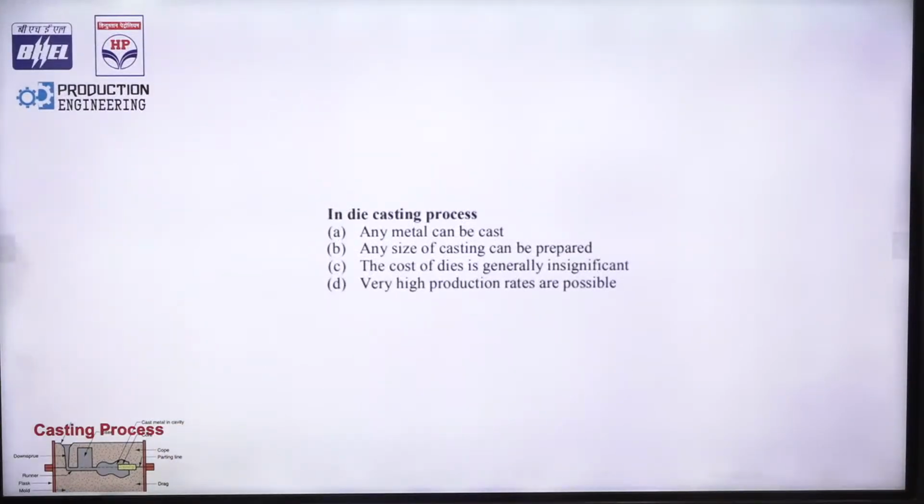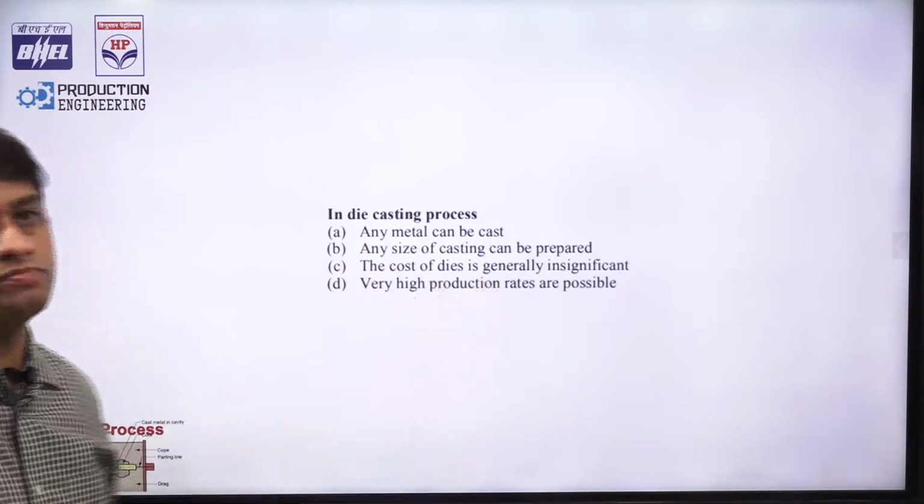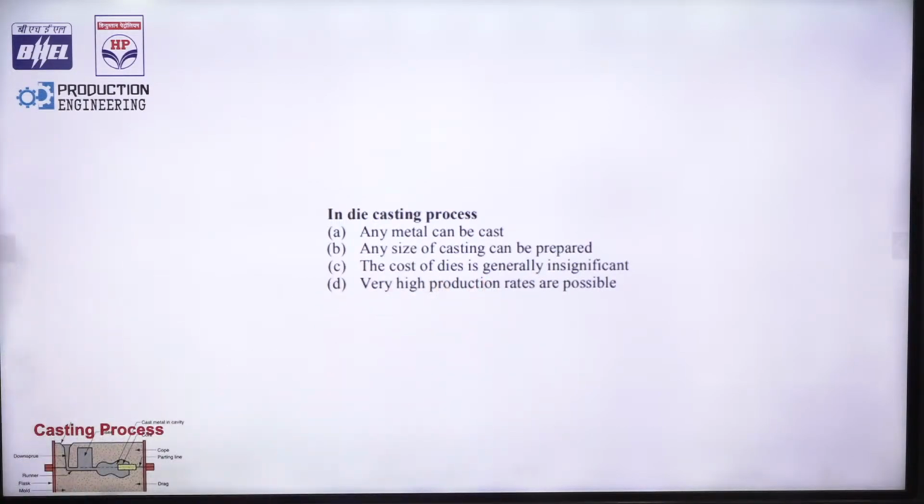In die casting, which of the following is true? Any metal can be cast. No, ferrous cannot be cast. Any size of metal casting can be prepared. No, large size we don't do. Cost of die is generally insignificant. Actually, it is significant. High production rate is possible. Yes, it is designed for high production rate. So the answer is D. High production rate is possible.